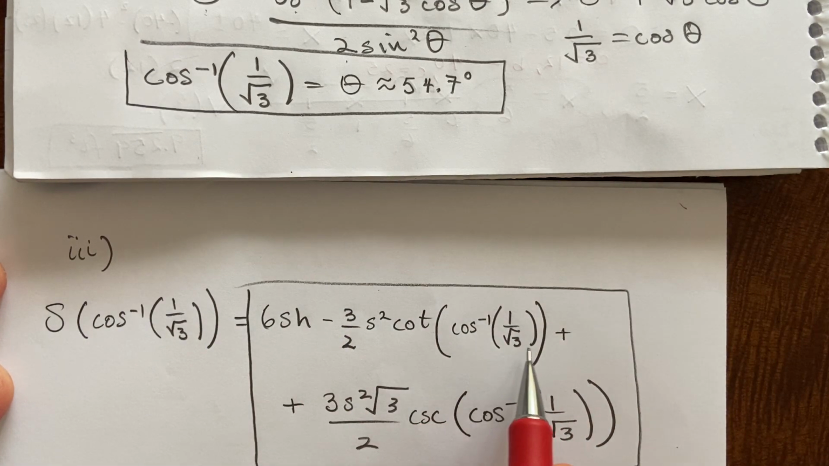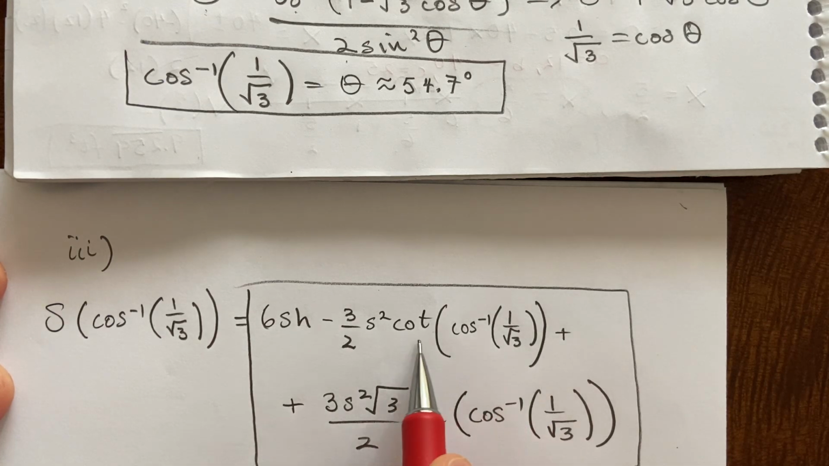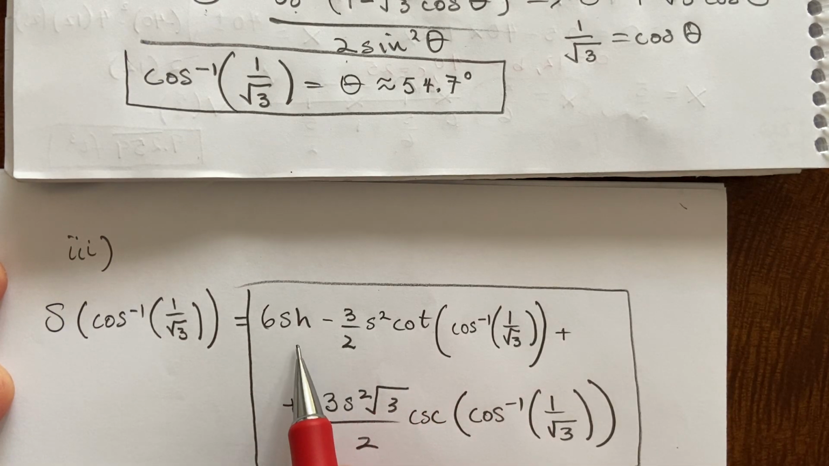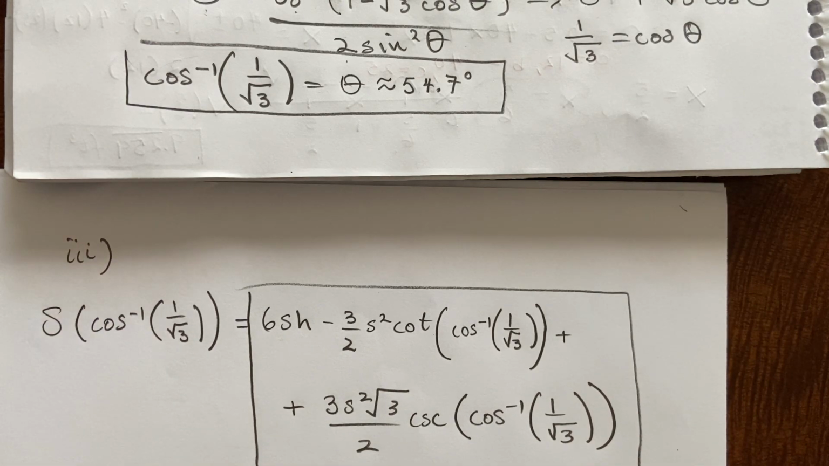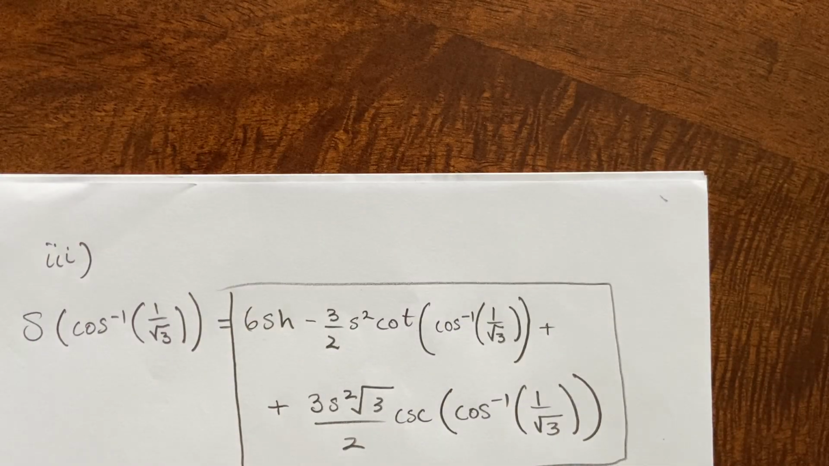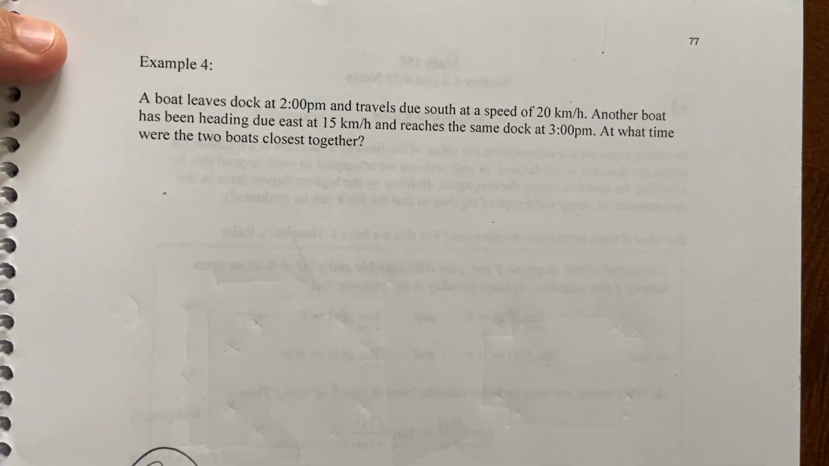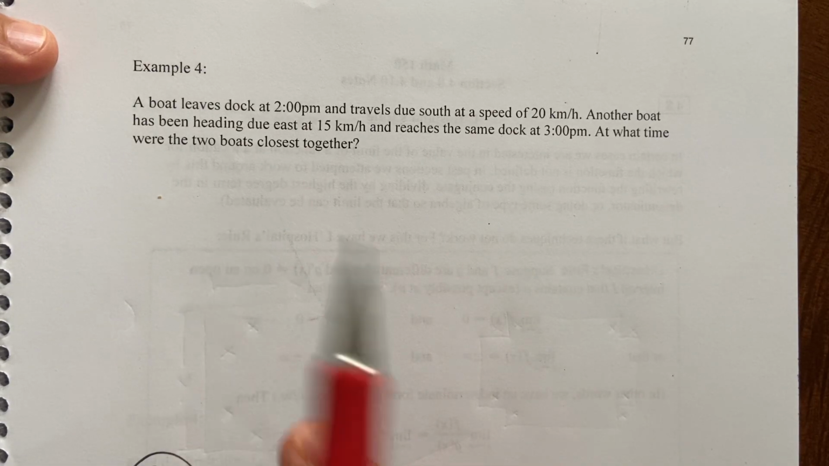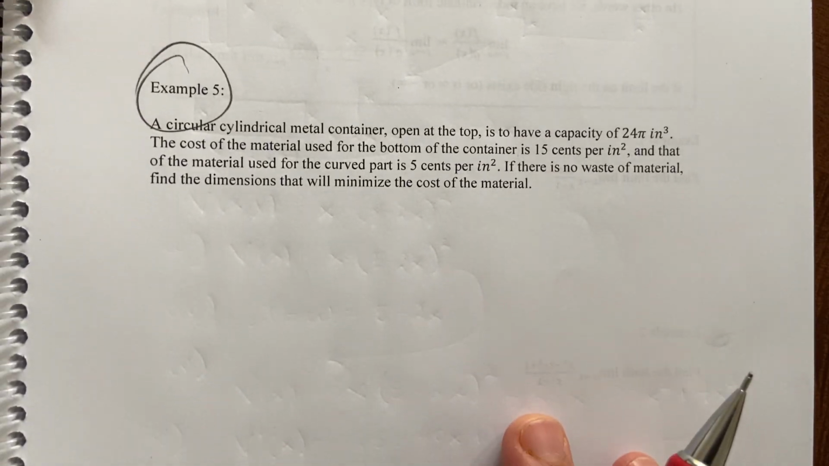Right, this is just a number, some strange number here, and then times S squared. And this is some number, and then it's times this constant. So really the only unknowns left are S and H here. Okay, so one more. Of course, I'll upload a document with all the solutions here. I'm leaving this one open. Let's go on to example 5.